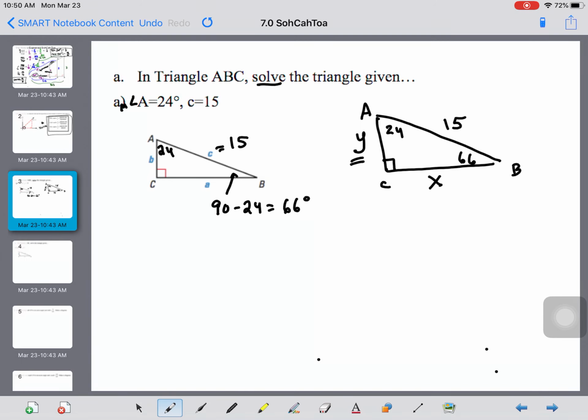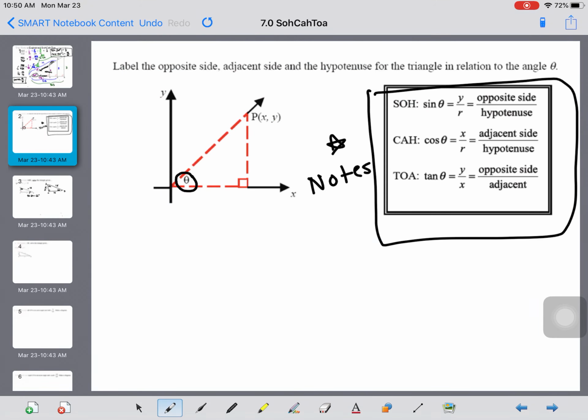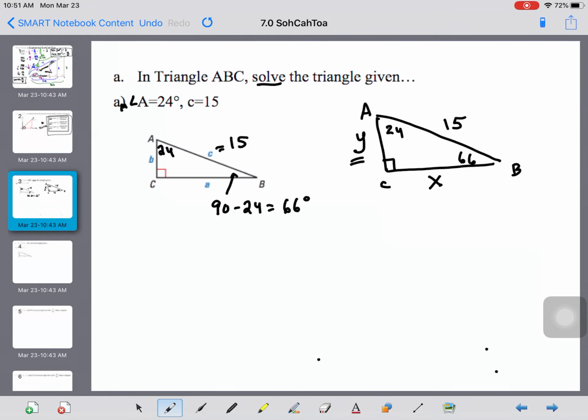Oh, can I mention something on the previous slide? Some of you have heard different ways to remember sine. An easy way to remember that is SohCahToa: sine is opposite over hypotenuse, cosine is adjacent over hypotenuse, tangent is opposite over adjacent. Some of you know some other ways to remember that.